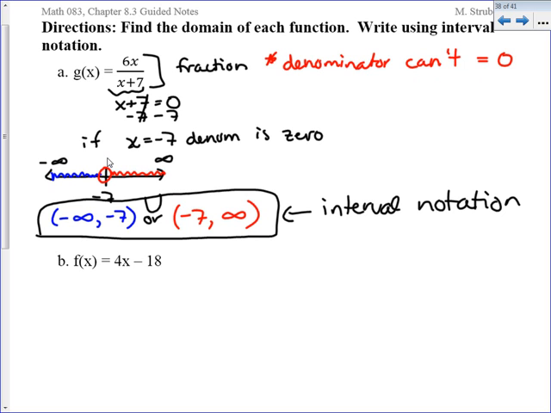All right, let's look at B. F of x equals 4x minus 18. So we're asked for the domain. So when you're asked for a domain and you're given a function, what you're looking for are trouble areas. We're trying to find numbers that we can't include. So if I look at B, I see 4x minus 18.